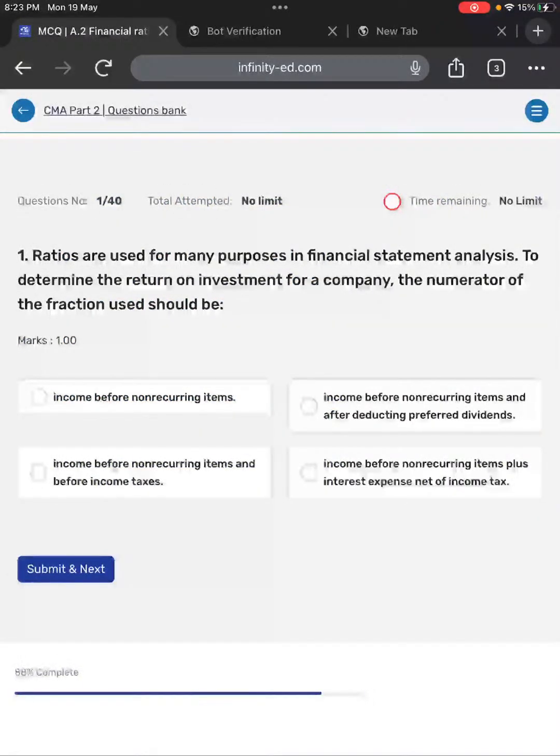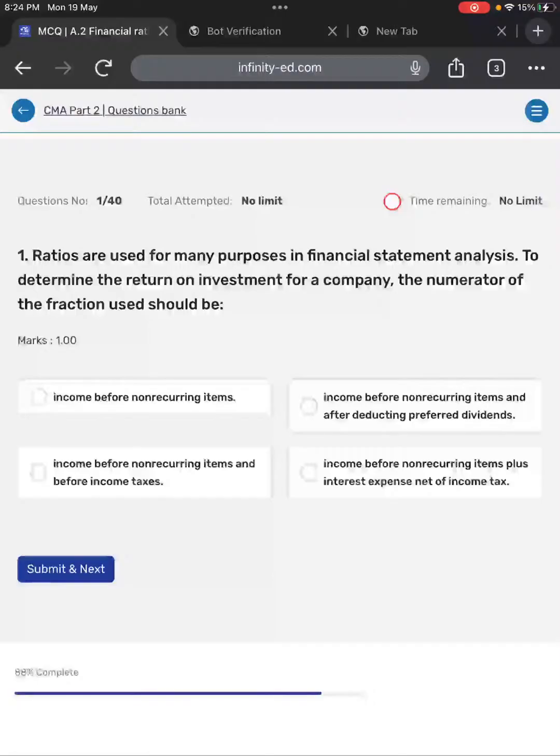Question number 1. In total we have 40 questions. Let's do them without any stoppage. Let's start. We don't have as much time to revise all this.